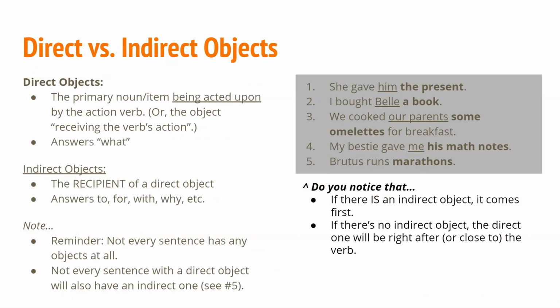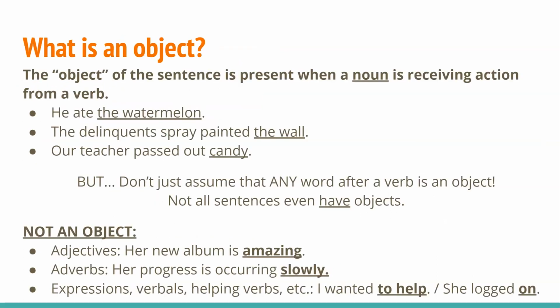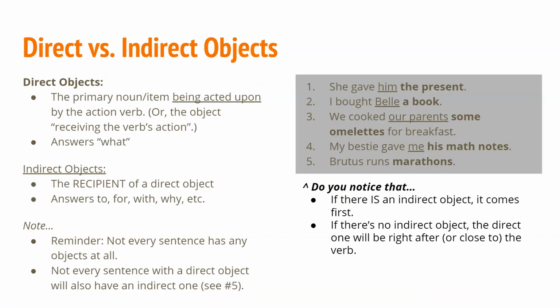So once you know what an object is, we have to filter it down to direct versus indirect objects. There's two kinds, friends. A direct object is the primary noun or thing being acted on. So on the previous slide, when we talked about the watermelon, the wall, and the candy, those were all direct objects. Those were the immediate things being acted upon by the verb, or the thing receiving the verb's action. Okay? So it answers the question of what?